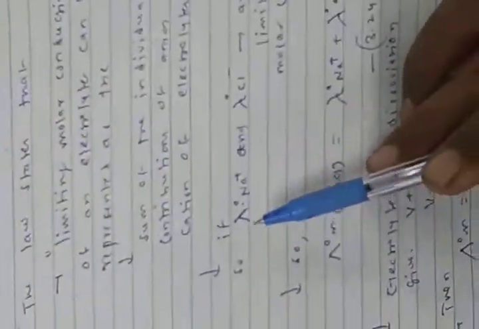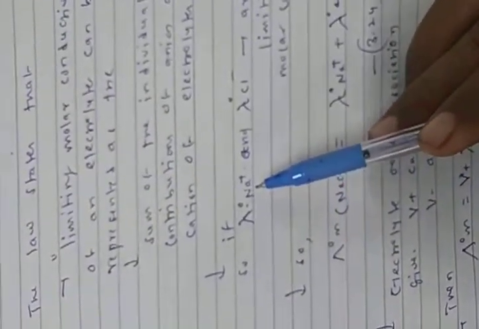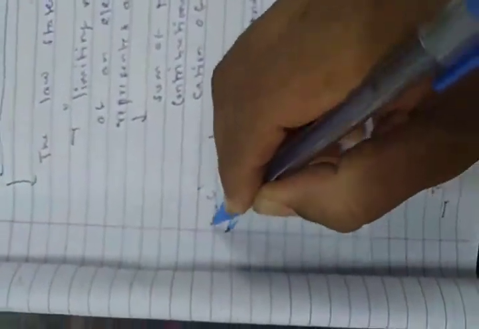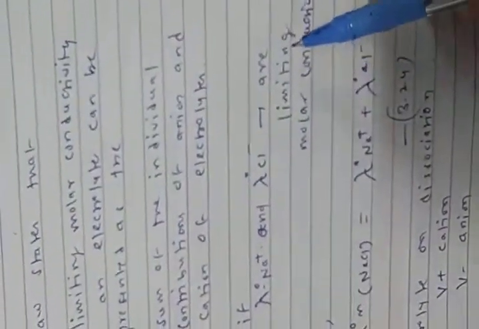See, the positive ion and negative ion separate, Na ion and Cl ion, tending to limiting molar conductivity. Then we can show that the molar conductivity of NaCl at zero concentration is equal to lambda zero of Na plus lambda zero of Cl individually. This equation is called 3.24.